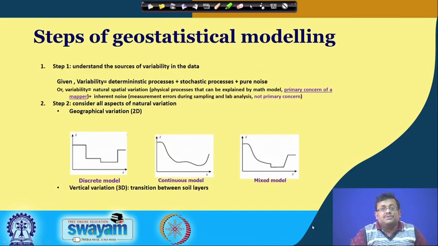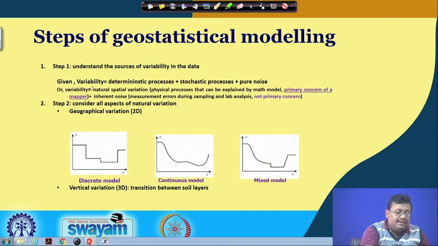So, what are the steps for geostatistical modeling? There are two steps. The first step is understanding the sources of variability in the data. We have already seen that variability is a combination of deterministic process, stochastic process and pure noise. If we combine the deterministic process and stochastic process, this is what we are interested in capturing through geostatistical modeling, because we cannot capture the pure noise.